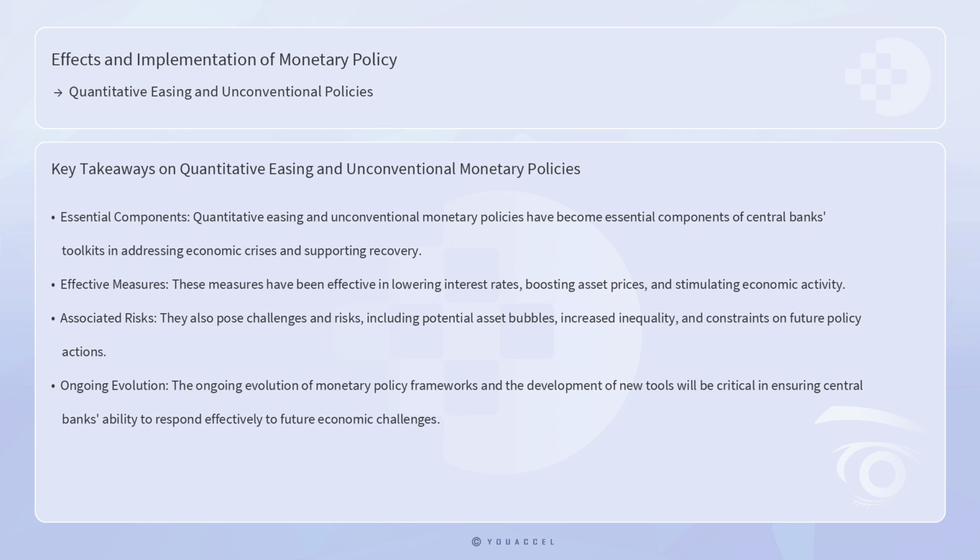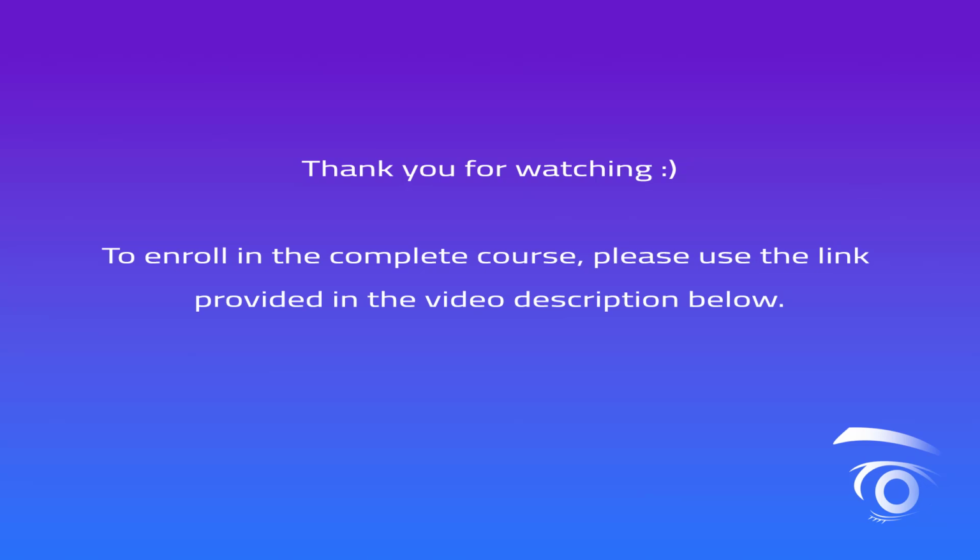In conclusion, quantitative easing and unconventional monetary policies have become essential components of central banks' toolkits in addressing economic crises and supporting recovery. While these measures have been effective in lowering interest rates, boosting asset prices, and stimulating economic activity, they also pose challenges and risks, including potential asset bubbles, increased inequality, and constraints on future policy actions. The ongoing evolution of monetary policy frameworks and the development of new tools will be critical in ensuring central banks' ability to respond effectively to future economic challenges. As such, a comprehensive understanding of QE and unconventional policies is vital for analyzing the effects and implementation of modern monetary policy. This concludes the lesson.